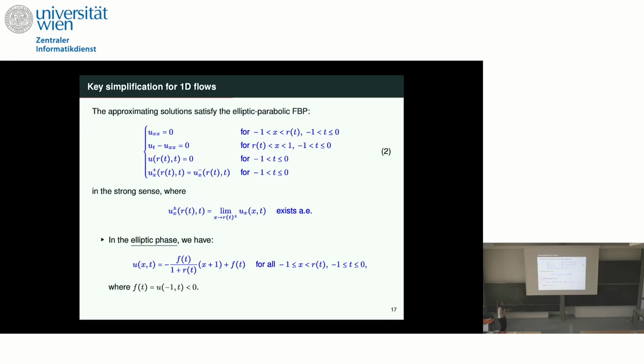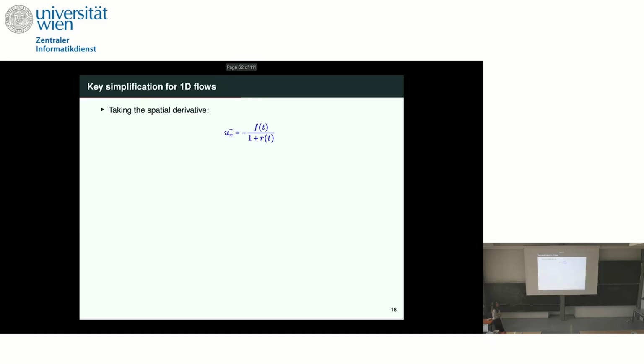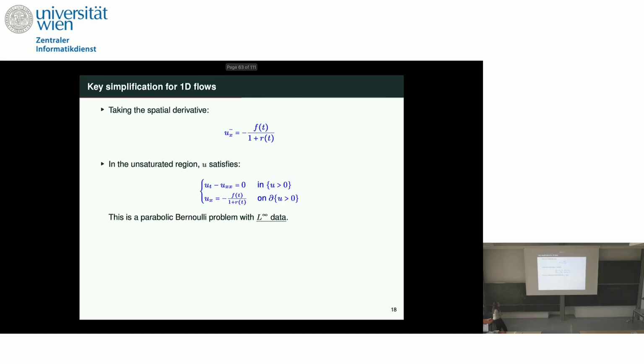And so we need to study what happens on the parabolic phase. There's a connection between the elliptic and the parabolic phase through the free boundary condition. So what can I say using this information? If you differentiate here with respect to x, you get this slope, which, by the way, is positive because f is negative. So you get this condition. And so what we see is that in the positive phase, the unsaturated region, U satisfies this free boundary problem. It satisfies a heat equation in the positive set, and then it satisfies this kind of Neumann type condition on the free boundary.